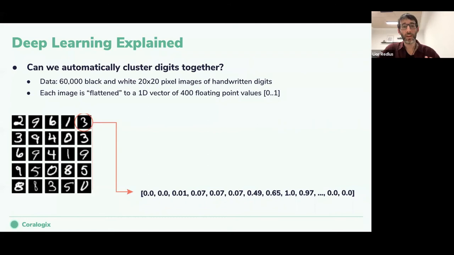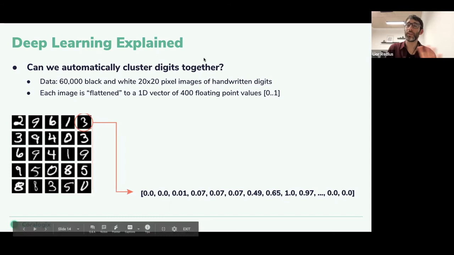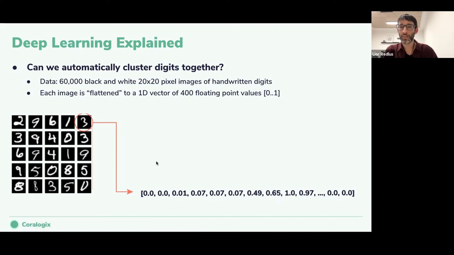So to do this, each image is flattened to a one-dimensional vector of 400 floating point values. These floating point values are between 0 and 1, where 0 represents complete black and 1 represents, of course, complete white. And once we have these, we can feed them to the algorithm.